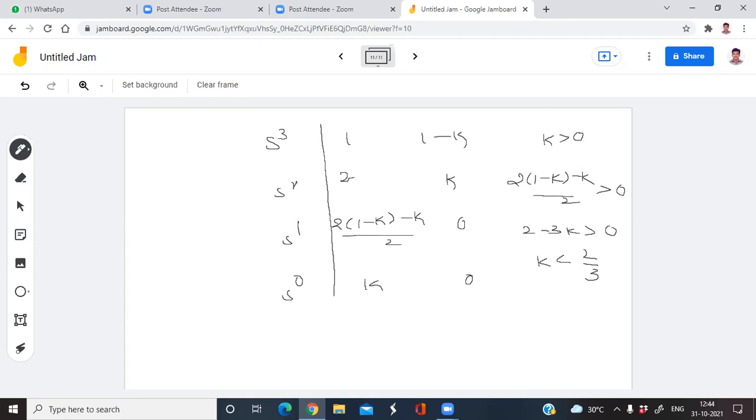Finally, you can say that the range of the value of k is 0 less than k less than 2 by 3. That's it. Try to observe the different types of problems here. Don't think that every time easy problems are in the external examination. Still, problems are easy, but you have to think carefully. All the logic is there. If you know that logic, then definitely you will get the correct answer. Okay.